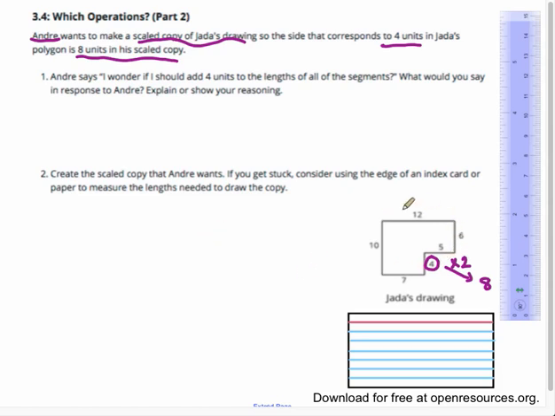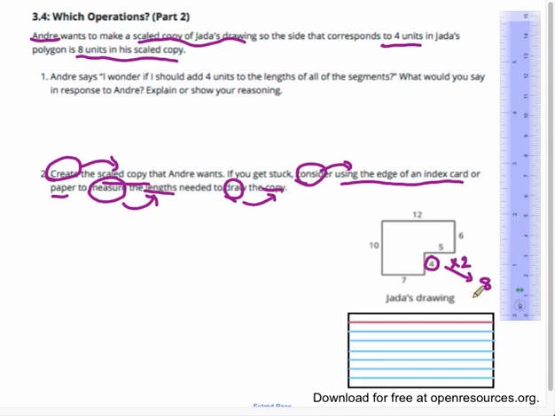So that means we're going to multiply all of these lengths by 2. So we're going to create a scaled copy so that every single length in Andre's figure is 2 times the length in Jada's drawing. We're going to use the edge of an index card or paper to measure the lengths that we need to draw the copy.